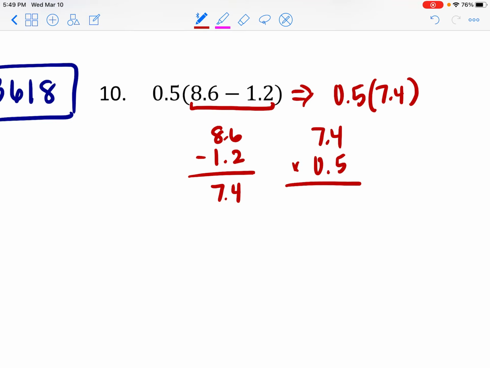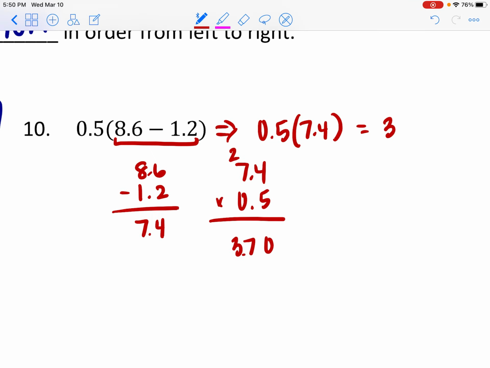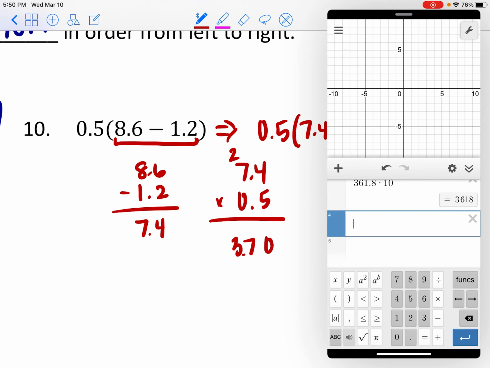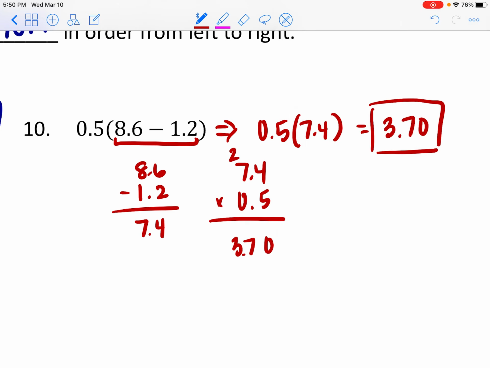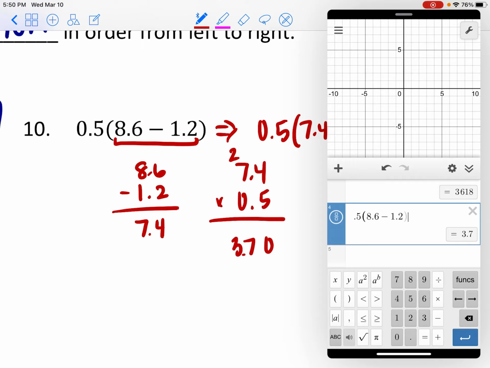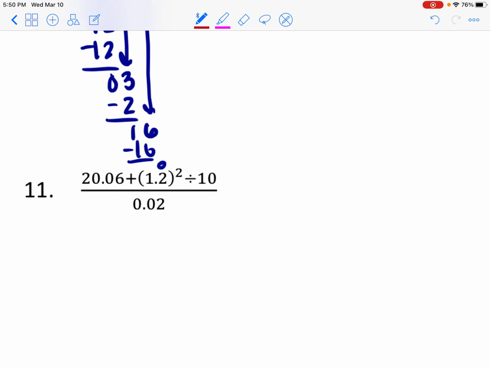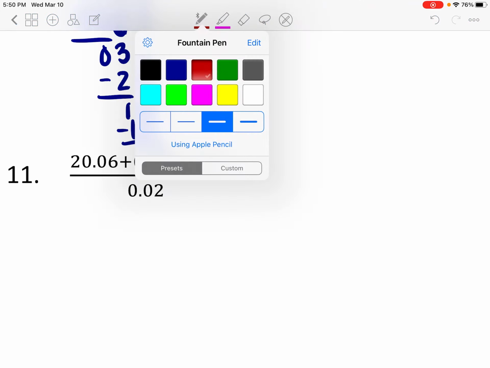If we multiply, 5 times 4 is going to be 20. So we carry the 2. We get 35 plus 2 is 37. And we need 2 numbers after the decimal. So we have 3.70 for our final result. And again, we've got calculators. Let's verify. 0.5 times, in parentheses, 8.6 minus 1.2 is 3.70, same number, okay? And we got one last one, and I saved the best for last, of course, right?